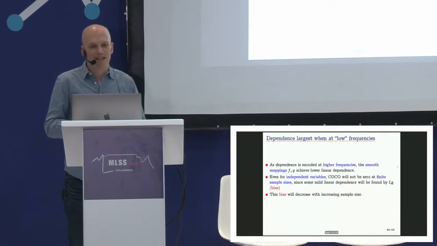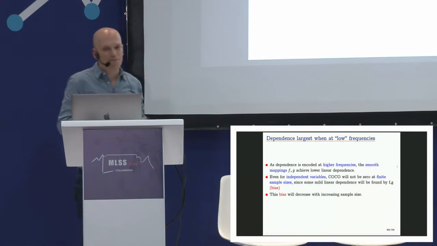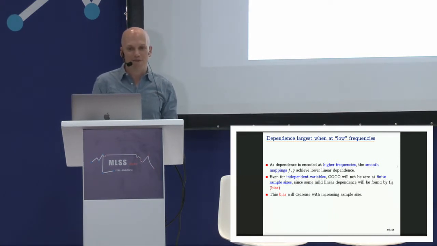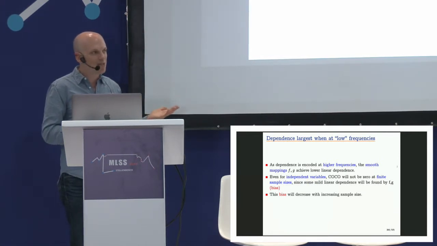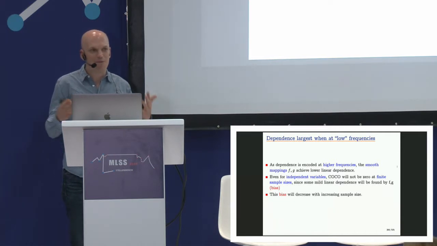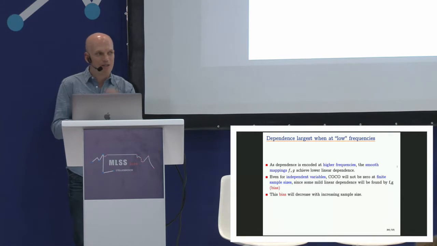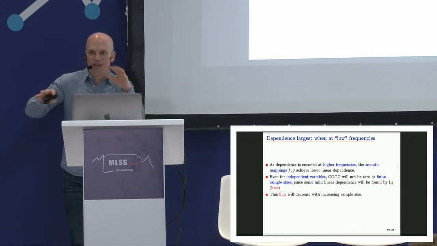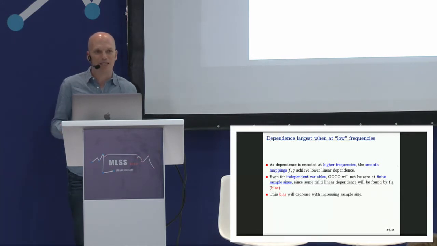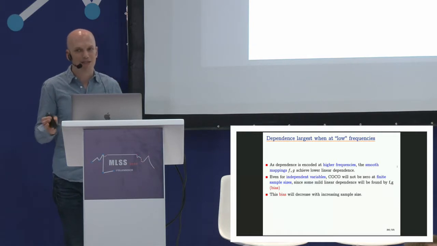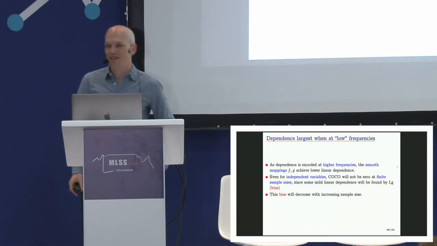All right. And what we've noticed is this bias problem. So even for independent variables, Coco will not be 0 at finite sample sizes. There is going to be a bias, which will decrease as the samples increase. And that's just because, with finitely many points, I can shift them around a little bit to give myself some small amount of dependence, even if there's no dependence to start with. But it won't be significant.